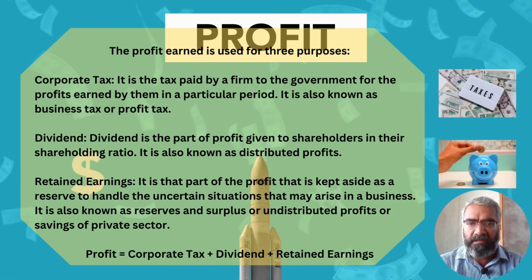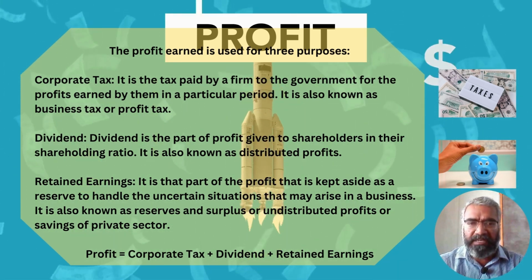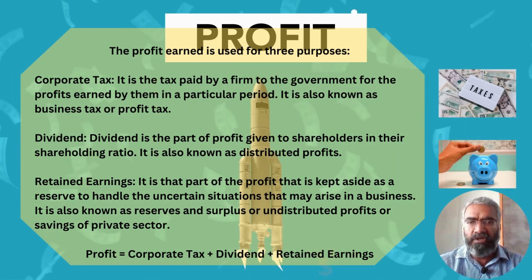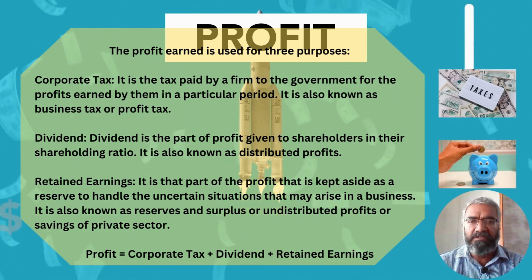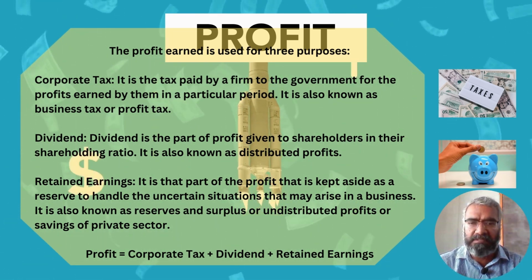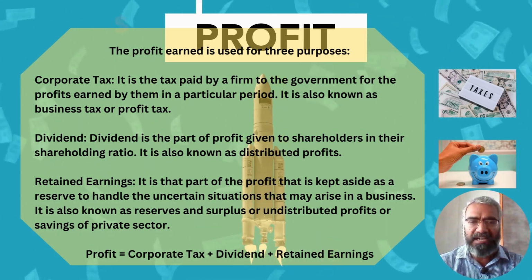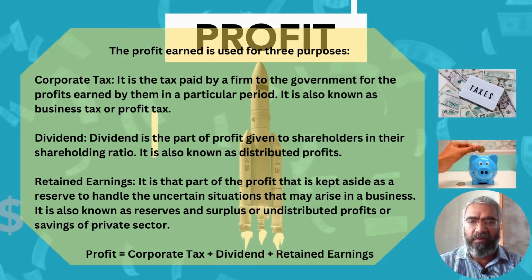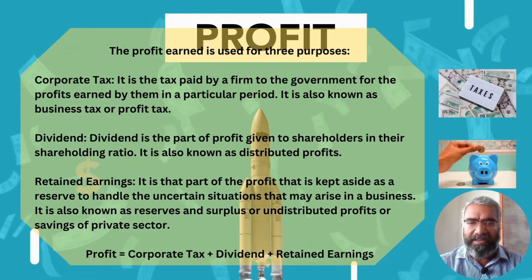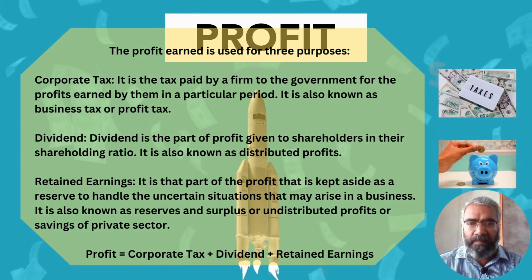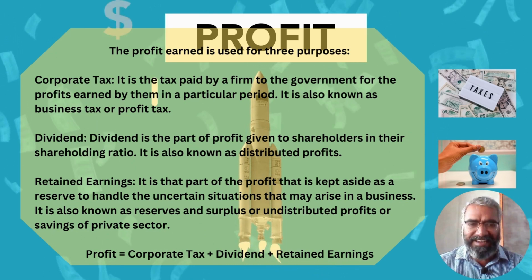Number three, retained earnings. It is that part of the profit that is kept aside as reserve to handle the uncertain situations that may arise in a business. It is also known as reserves and surplus or undistributed profits or savings of the private sector. Profit is equal to corporate tax plus dividend plus retained earnings.